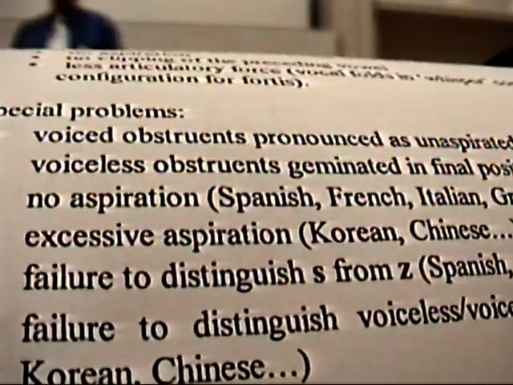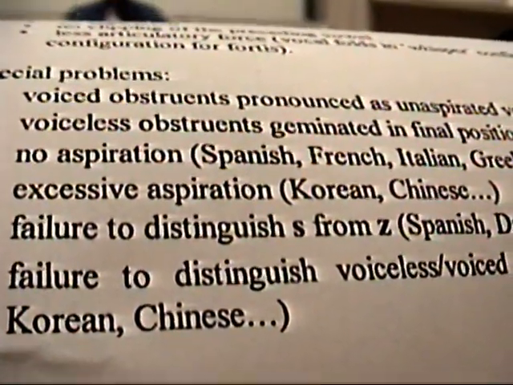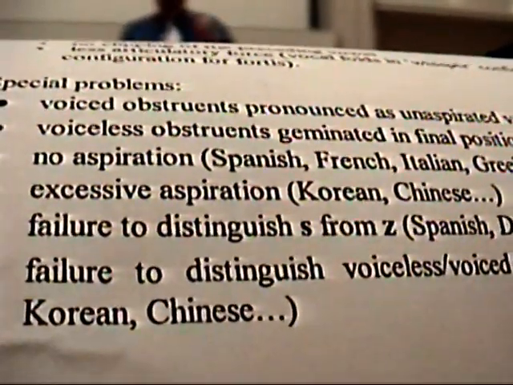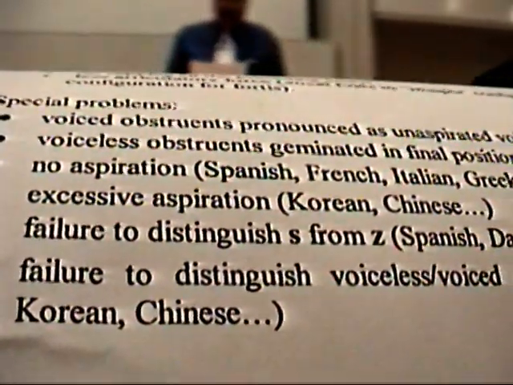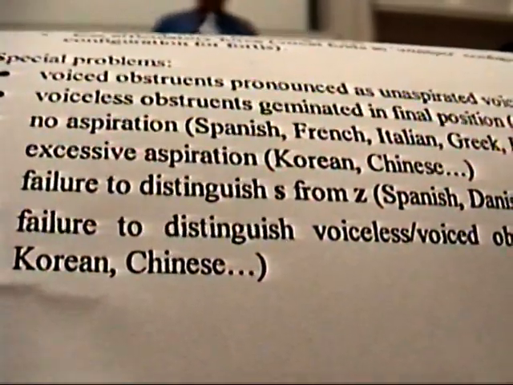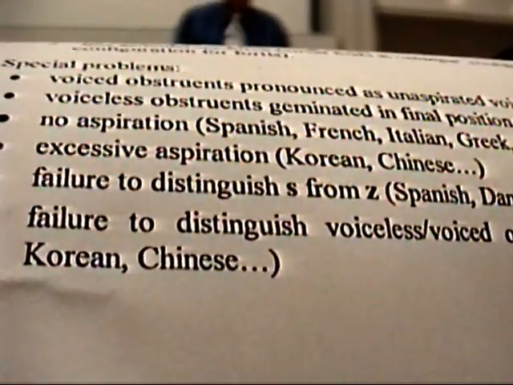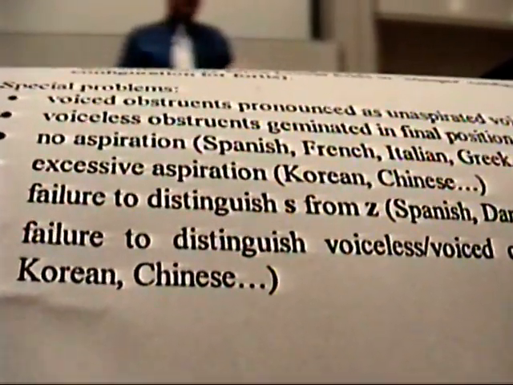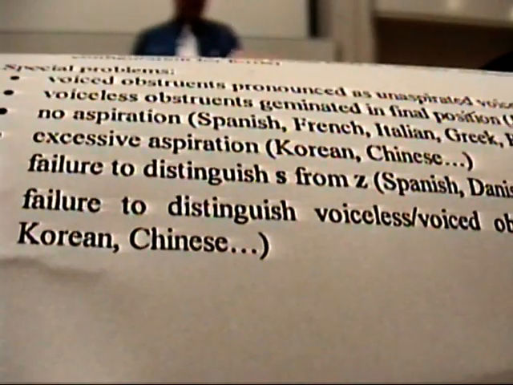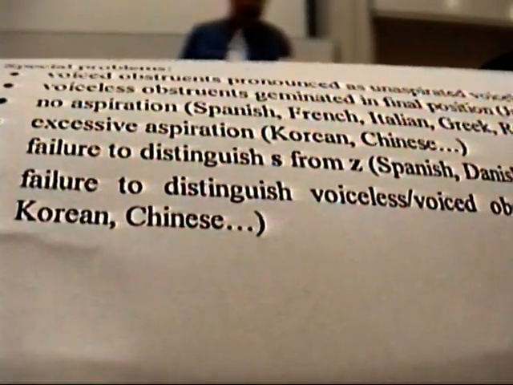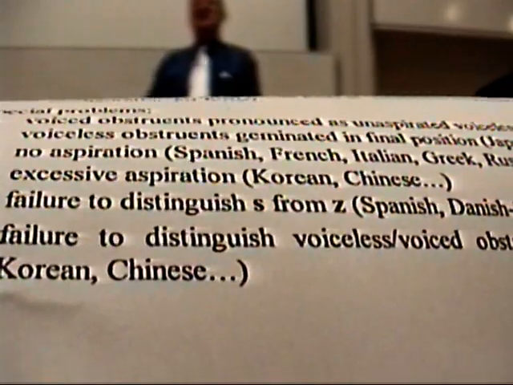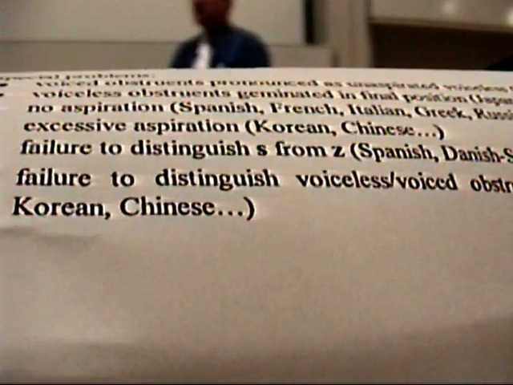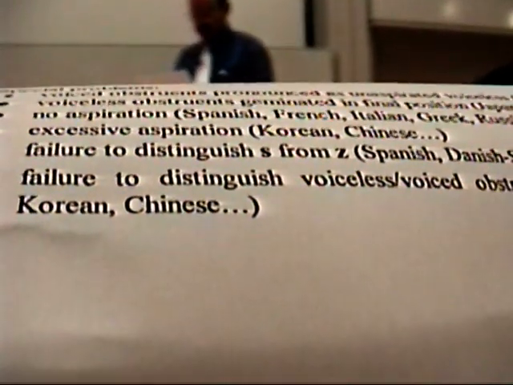Failure to distinguish the fricatives from one another, particularly s, which is a problem for Spanish and for the Scandinavian languages. And a general problem with making the contrast of voicing in positions other than initial, so in the middle of a word, simple, symbol, or at the end of a word, bat, bag. And that can be a problem for those whose languages don't have consonants in those positions, or don't have the distinction of voicing in that position.